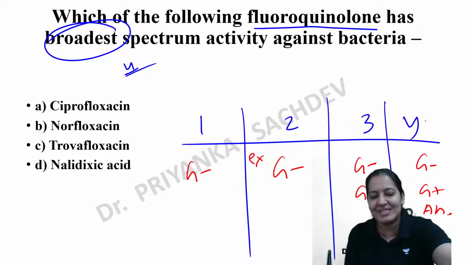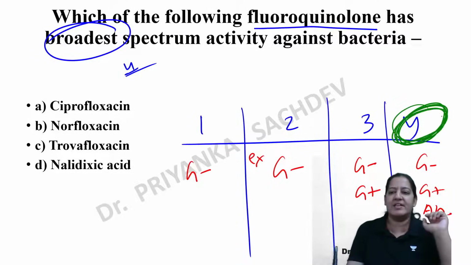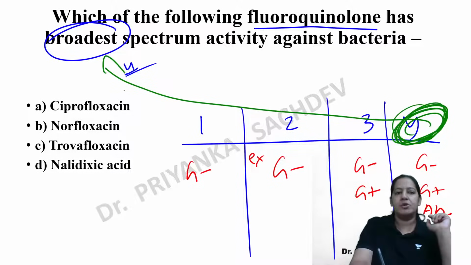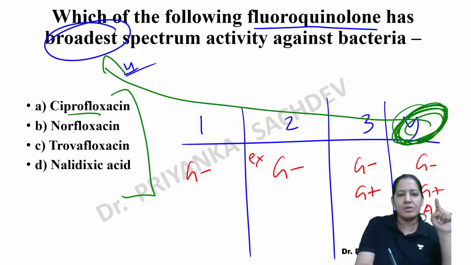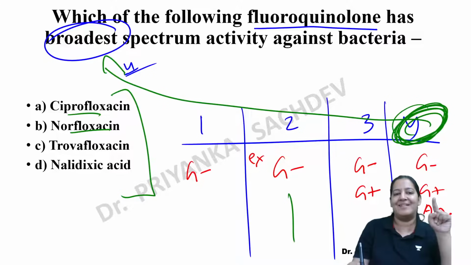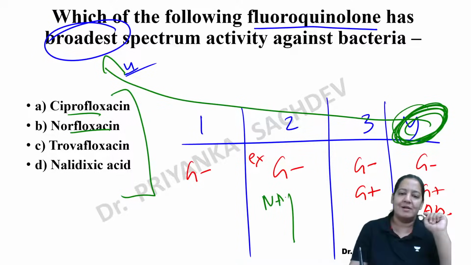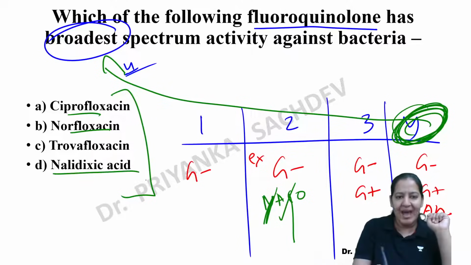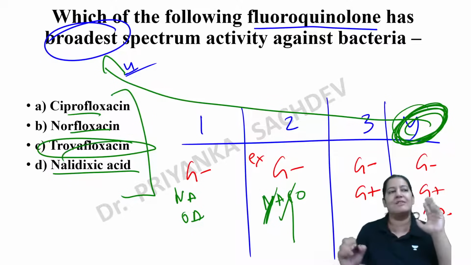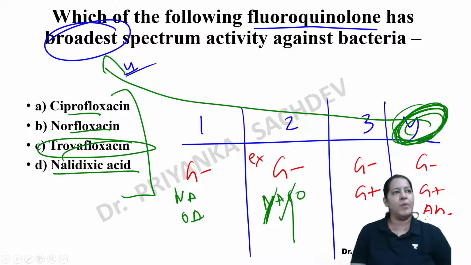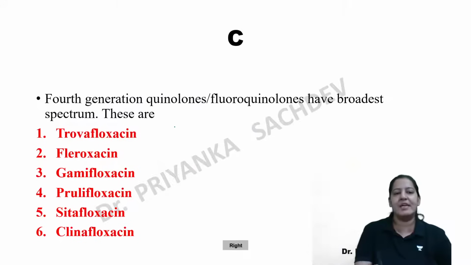Tell me the names of the 6 drugs in this category. These are the broadest ones. So which of these is it? Ciproflox and Norflox are all second generation. Nalidixic acid and oxolinic acid are generation 1, but Trova is the 4th generation. Yes, you all are right. Very good. Kishore, Amar, Sufi, of course, the answer is C, Trova.